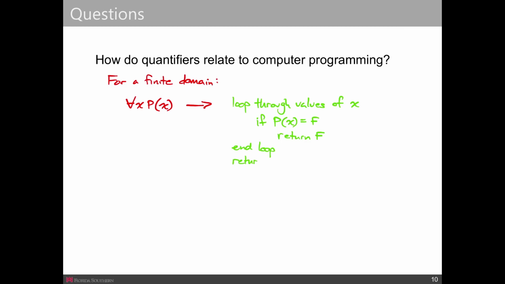If we've made it this far in the loop, and we didn't return false, that means that it must have been true for all cases. So the full quantifier will be true.